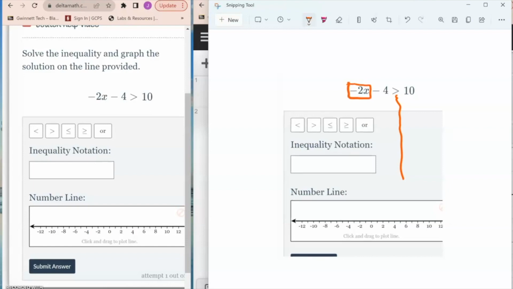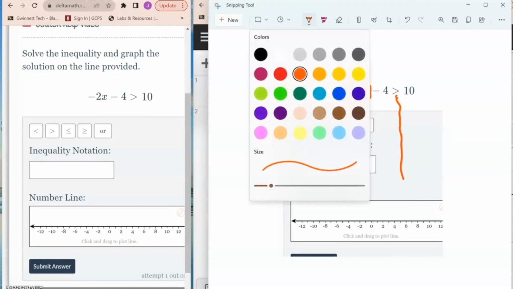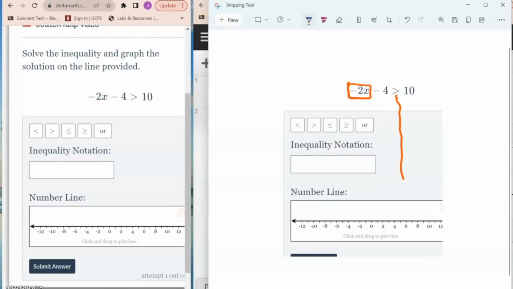Is there any other variables? No, there isn't. So a box there. And then I'm going to circle my constants or my numbers. Don't forget the symbol. All right. Now on this one, it does matter where the boxes and the circles are because of this inequality, because it's not an equal sign.